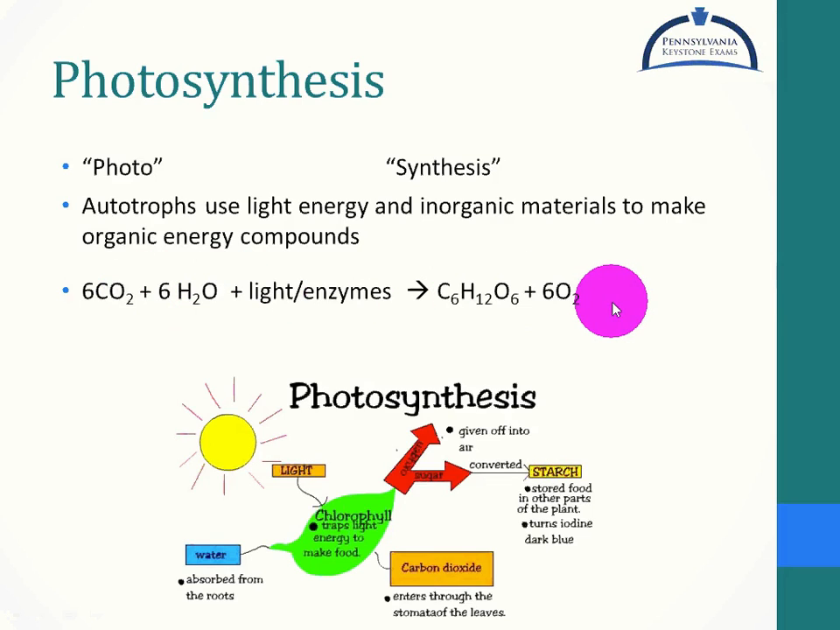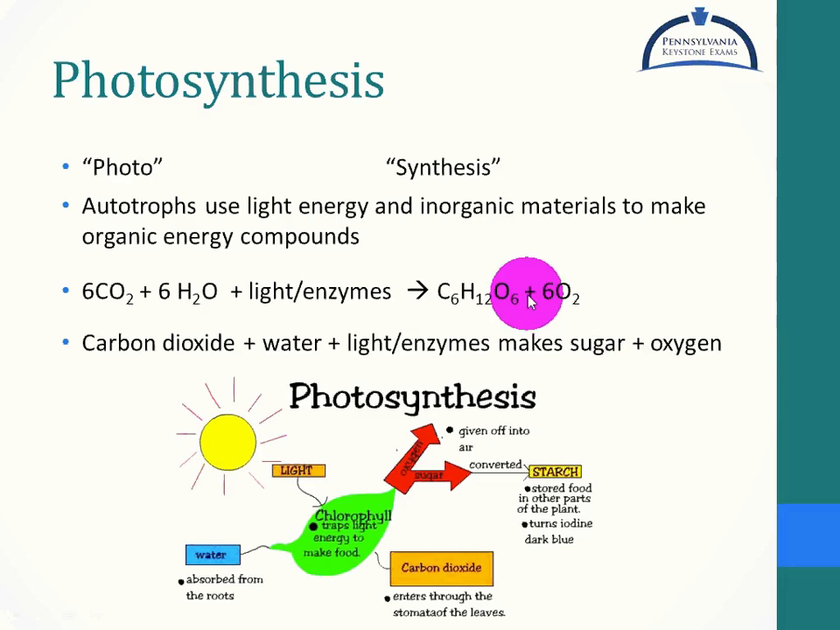For those of you that have not done chemistry recently, or have not done chemistry yet, in terms of balancing equations, this may seem a little weird, but to put it in English: I have 6 molecules of carbon dioxide and 6 molecules of water. I need some light energy to get this started and some enzymes to carry out this chemical reaction. They make, there's my yield arrow, C6H12O6, sugar in the form of glucose, and they release oxygen.